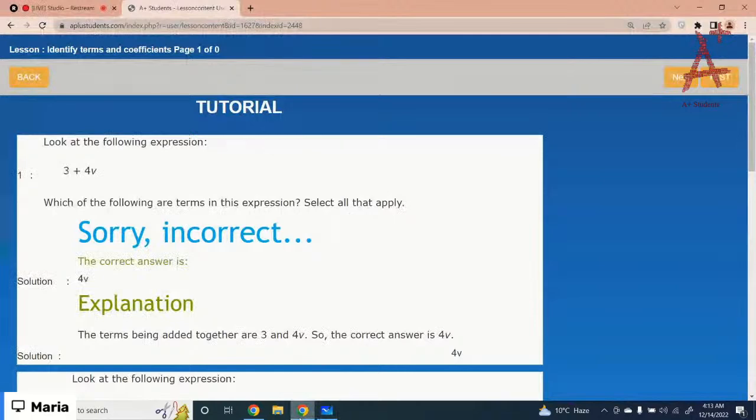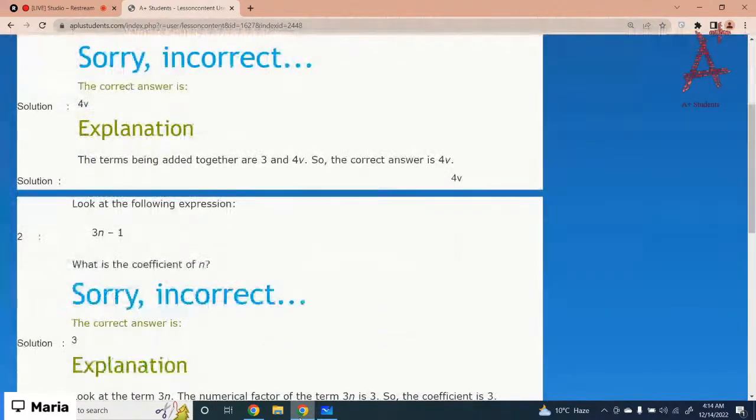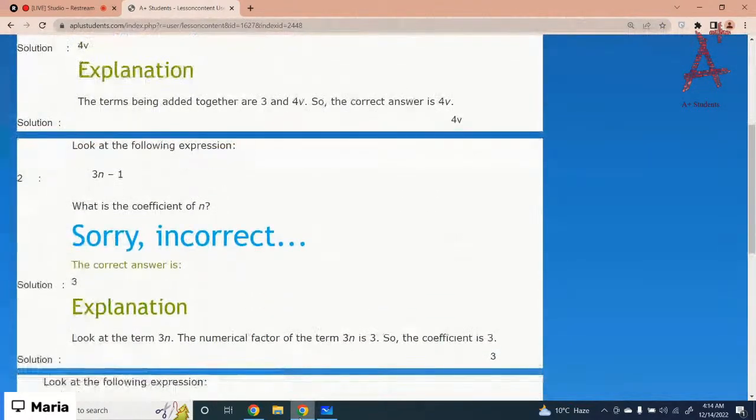Okay, look at the following expression: 3 plus 4v. Which of the following are terms in the expression? The terms being added together are 3 and 4v. So the correct option is 4v. 4v is a term in the expression. 3 is a constant, and 4v is a term because you have 4 and a variable also.